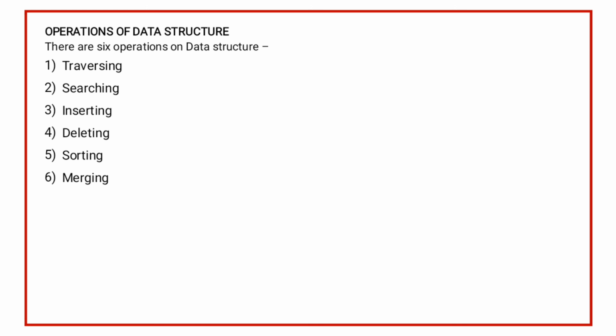Next operation is searching. Searching is used to find out the location of the data atom if it exists in the given collection of data atoms. Next operation is inserting. Inserting is used to add a new data atom in the given collection of data atoms. Fourth operation is deleting. Deleting is used to delete an existing data atom from the given collection of data atoms.